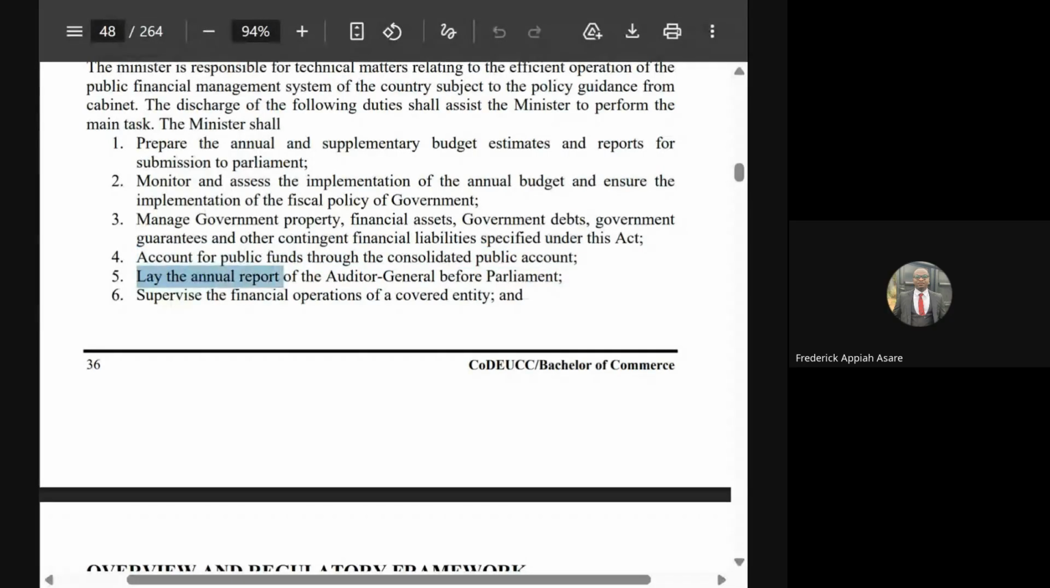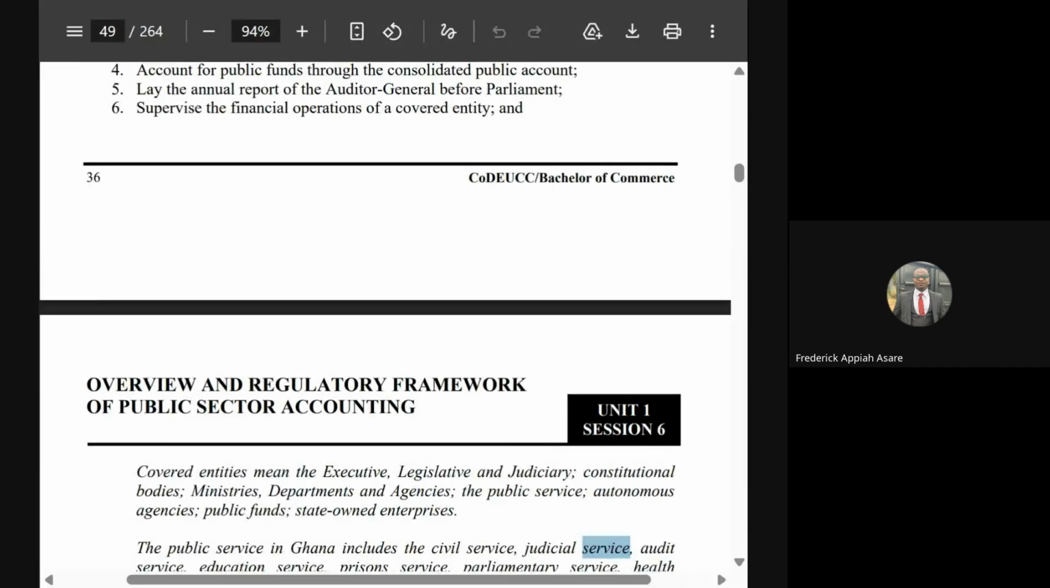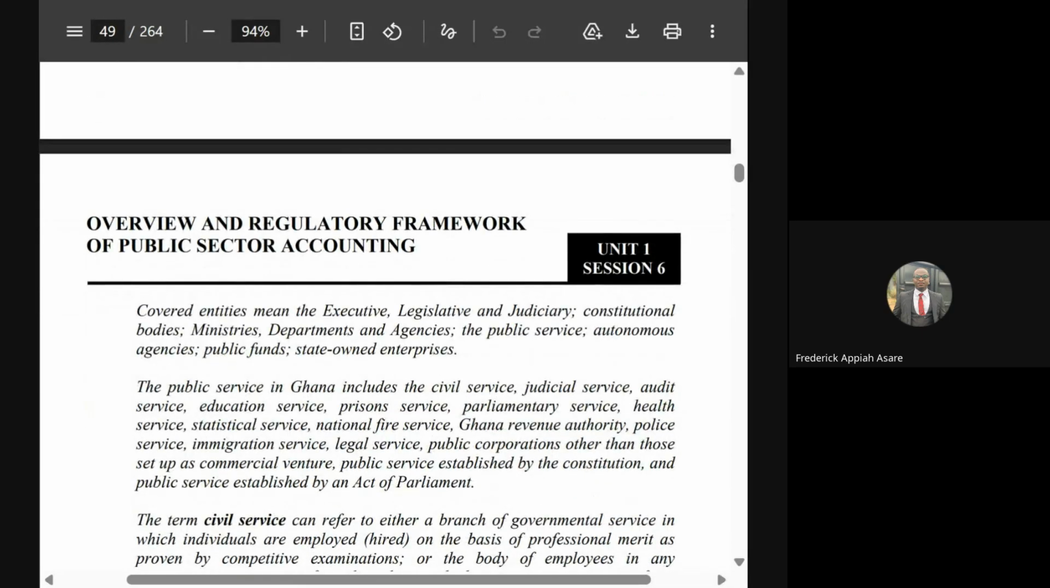They lay the annual report of the Auditor General before Parliament. They also supervise the financial operations of a covered entity. When you say covered entity, a covered entity in Ghana includes the executive, legislative, judiciary, constitutional bodies, ministries, departments, agencies, the public service, autonomous agencies, public funds, and state-owned enterprises. These are all covered entities. Covered entities are like the public entities that we have in Ghana.